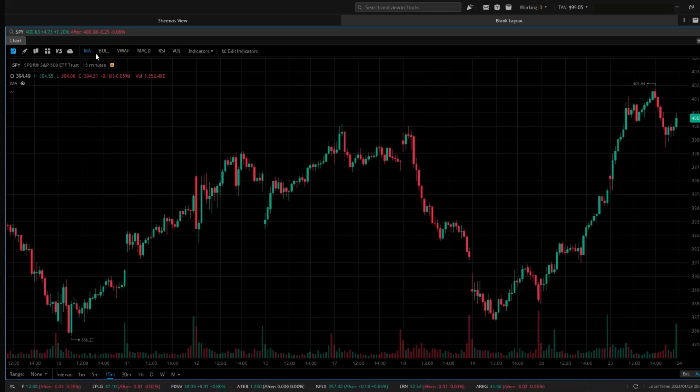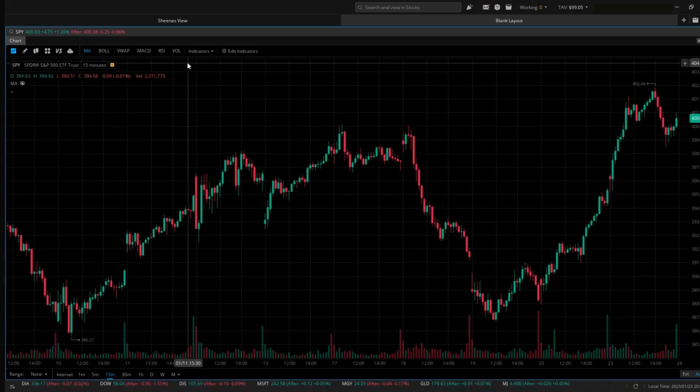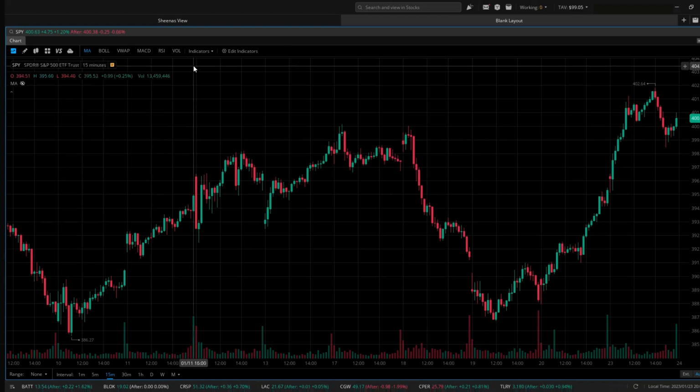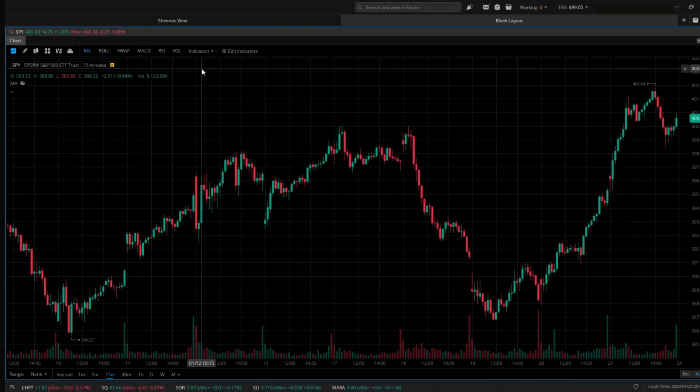MA stands for moving average. BOLL is for Bollinger Bands. VWAP is about price action. You have your MACD, your RSI, your volume, but we're not going to go into indicators today. There'll be a whole separate video on indicators and how we can use those to help find entry and exit points when we're getting in and out of a trade or buying or selling a stock.